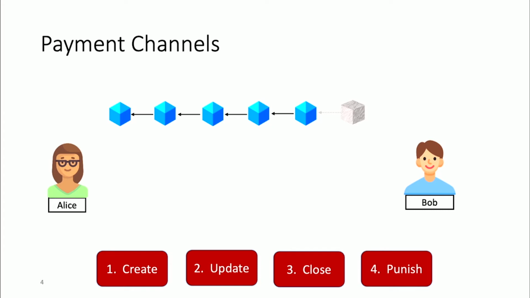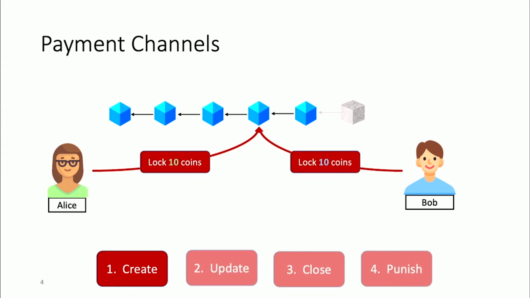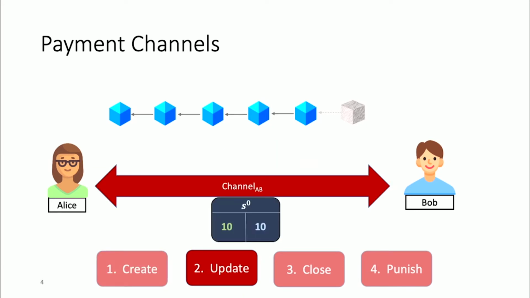Okay, so we have Alice and Bob, and they want to conduct several different transactions between one another. What they can do is create the payment channel, and they do this simply by locking some coins up on the blockchain, like in a multi-sig address. After they have been locked on the blockchain, they create another transaction off-chain that is usually referred to as the state, that basically gives them each their respective balance. But they keep this transaction off-chain. So this is the state S0 in this case.